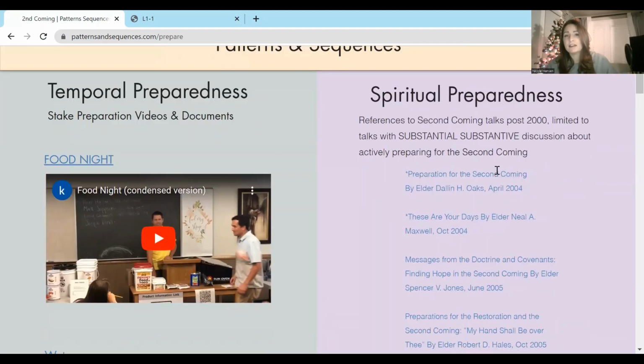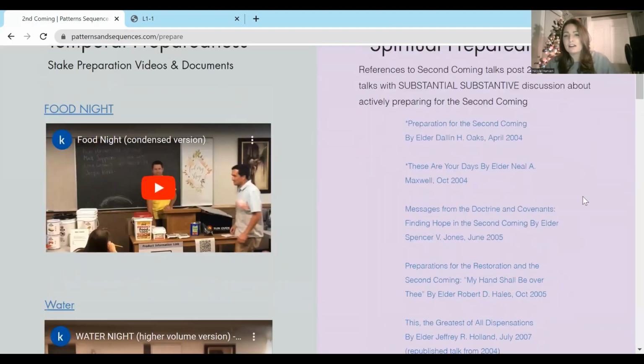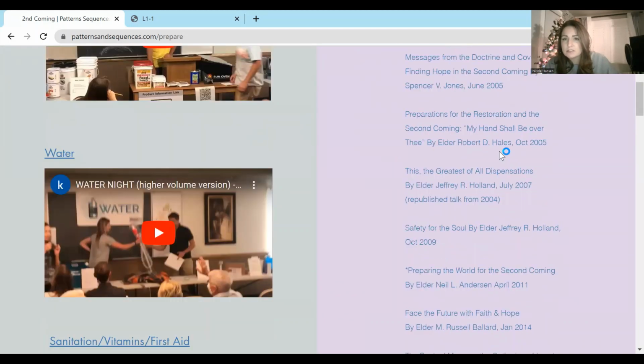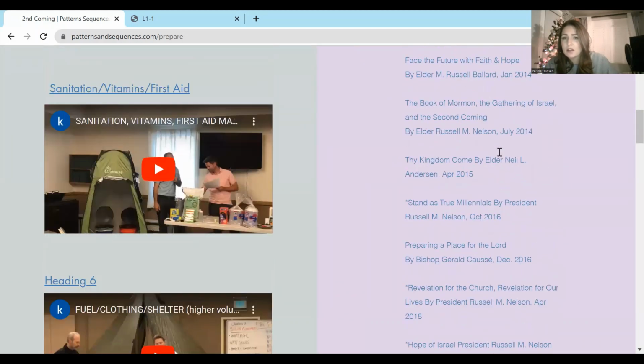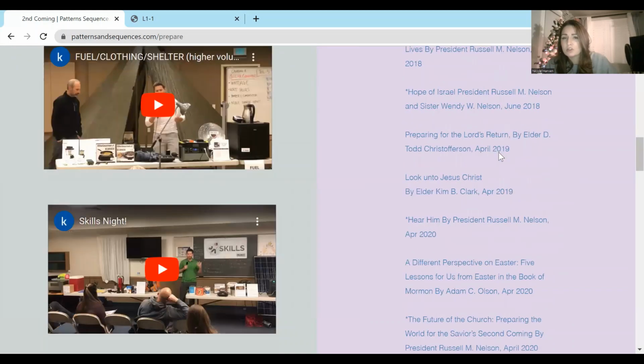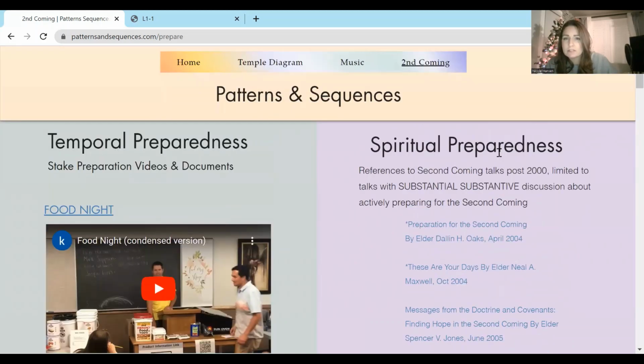On the spiritual side, the same guy put together all the talks, and this might be interesting to people, all the talks since the year 2000, I think, that have discussed more directly, what does he have written here? References to the second coming post the year 2000. More limited to talks with substantive discussion about actively preparing for the second coming.